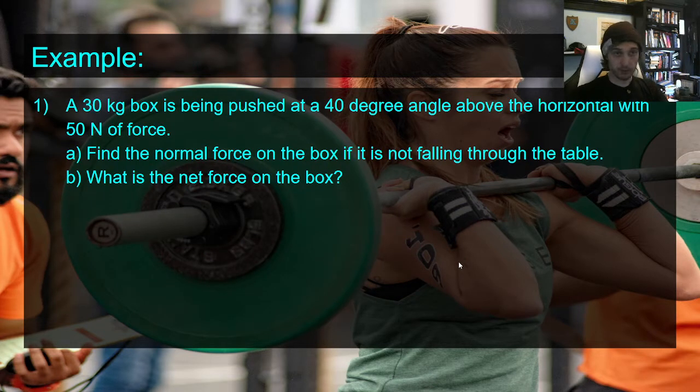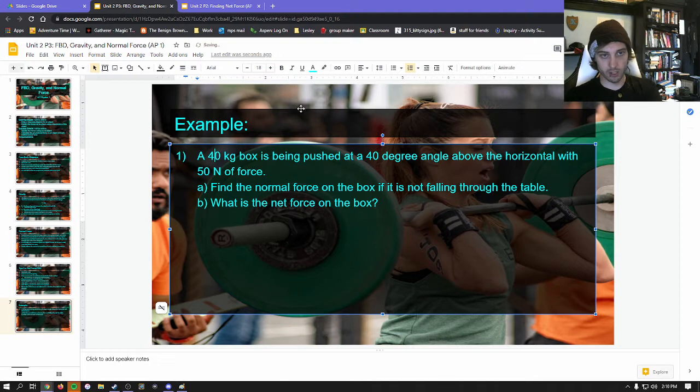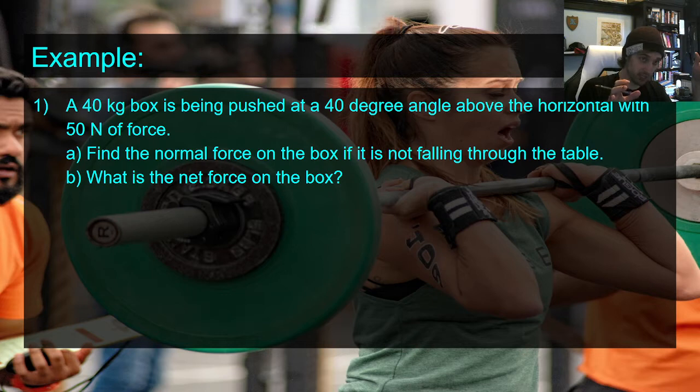So let's do an example. We've got a 30 kilogram box that's being pushed at an angle of 40 degrees above the horizontal with 50 newtons of force. I'm going to change these numbers really quickly. This should be a 40 kilogram box. I don't think I accidentally made the problem so that we're lifting it off the table, but I want to make... Oh, it was good either way. Whatever. This is fine.